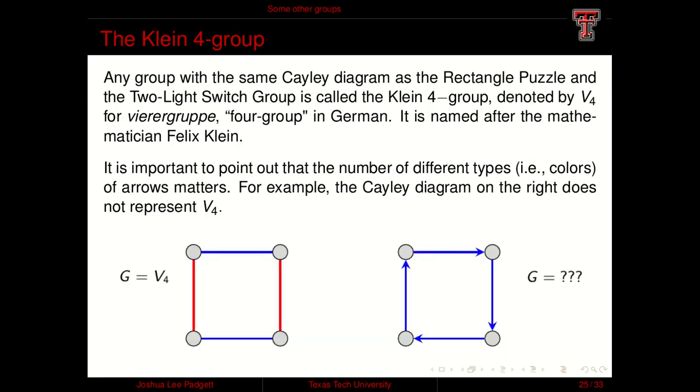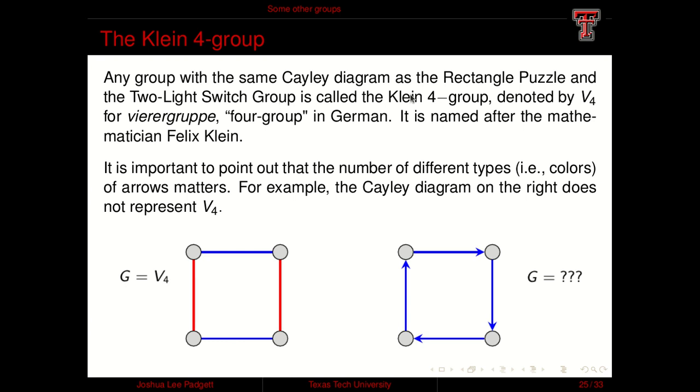So the idea then, once again, is that the rectangle puzzle and the two light switch group have the same structure given here. And it's actually called the Klein 4 group. And so the idea is, to me, from an algebraic viewpoint, I see no difference between the rectangle puzzle and the two light switch group because they are both examples of the Klein 4 group. And later we're going to learn they're equivalent through something called an isomorphism, or a relabeling of the particular scenario.